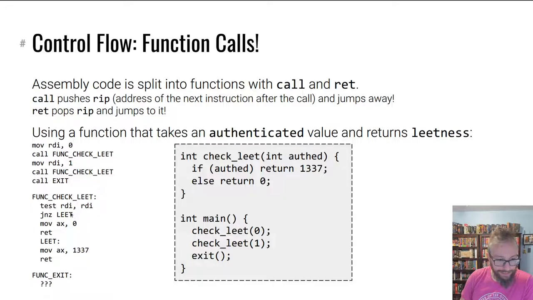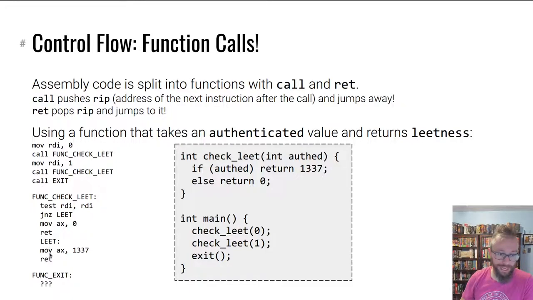Say, hey, is the first argument zero? If it is not, then we're gonna be lead. We're gonna return in RAX 1337. Otherwise, it jumps and executes this. If RDI, the register we're using to pass the first argument, is zero, we'll move to EAX, the register we're using, RAX, to pass the return value. We're gonna initialize it to zero, and then we're gonna return.